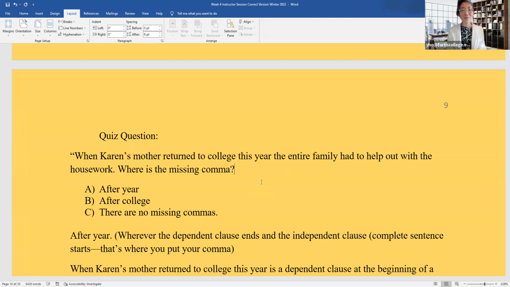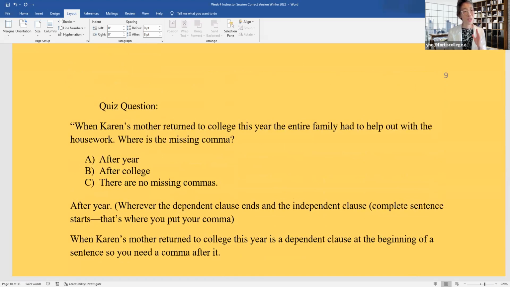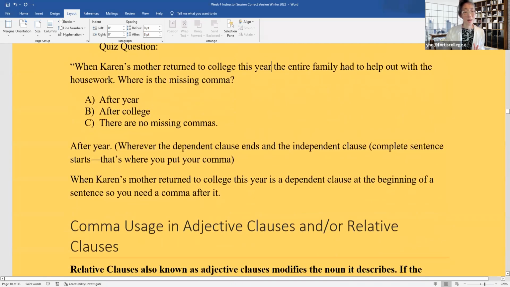Okay, so when Karen's mother returned to college this year, comma, the entire family had to help out with the housework. So obviously the missing comma was over here, because here you have the dependent clause at the beginning of the sentence. After the dependent clause ends, this is what I did for the last class. Then I left it like that and forgot to take it out for you guys. Okay, so now you know. So which one is it, A, B, or C? Where do you put the missing comma? After a year, yeah, because that's where the dependent clause ends. And so when the dependent clause ends, that's where you put the comma. And then it's called a complex sentence when it's correct. So I'm going to leave it alone.